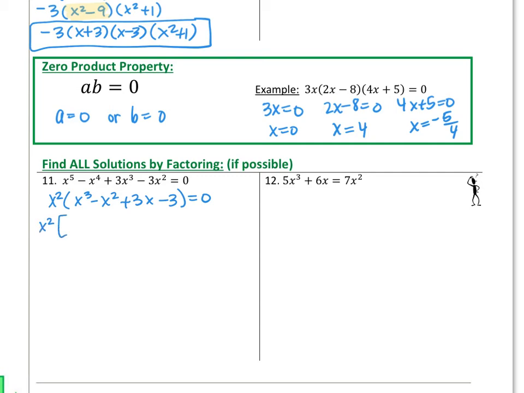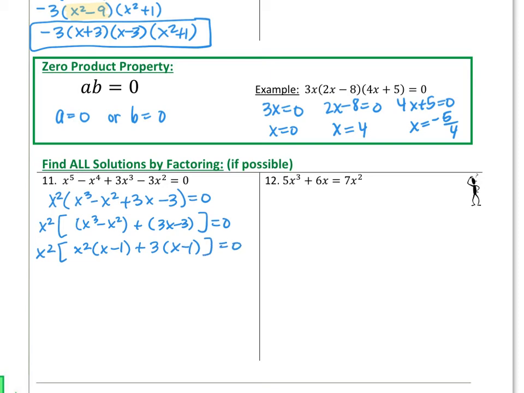So I'm going to put my brackets up. I'm going to group the first two together, and then I'm going to group the second two together, and bring everything else down. Factor out the GCF of each one separately. So the first parentheses, I'm taking out an x squared. Second parentheses, I'm taking out a 1.